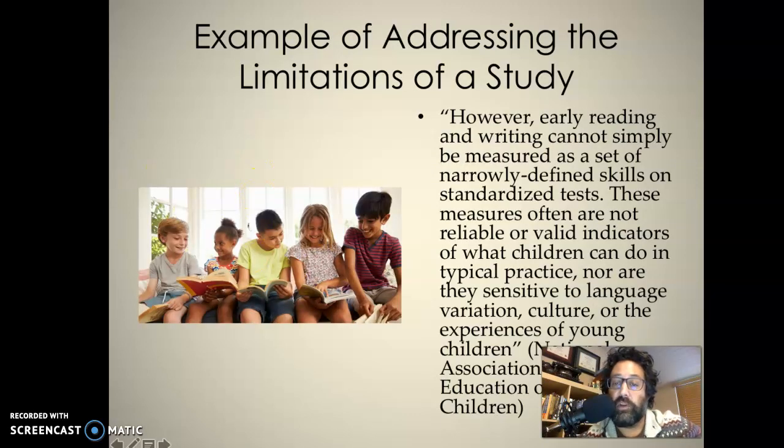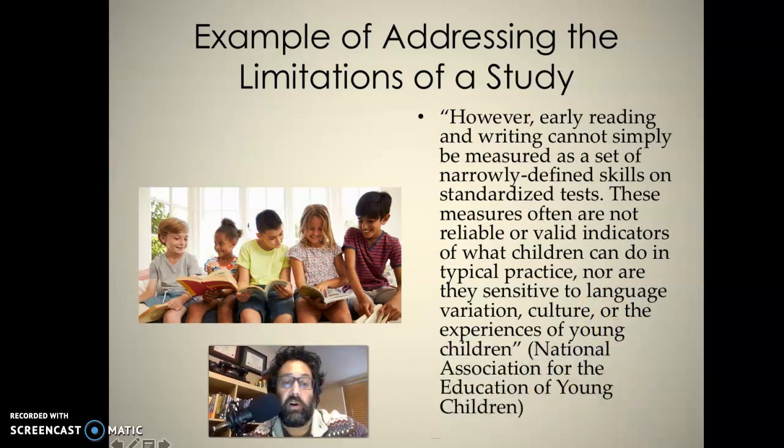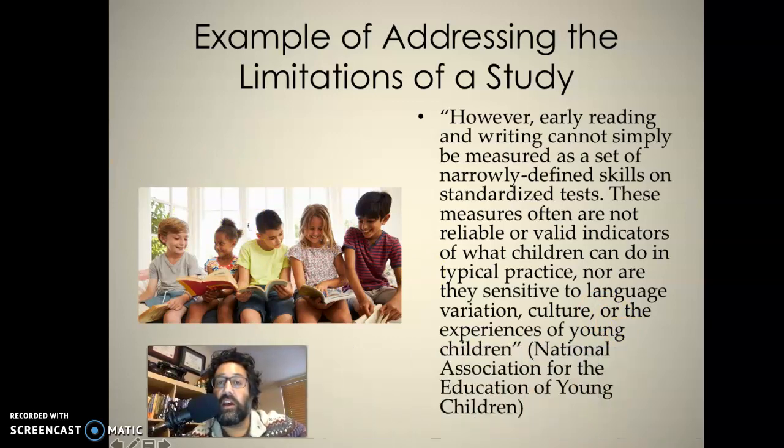There's an example here where an author does just that. They address the limitations of their study. However, early reading and writing cannot simply be measured as a set of narrowly defined skills on standardized tests. These measures often are not reliable or valid indicators of what children can do in typical practice, nor are they sensitive to language variation, culture, or the experiences of young children.